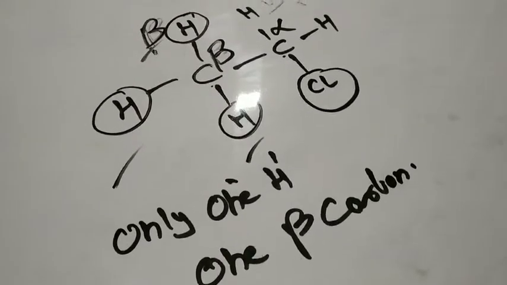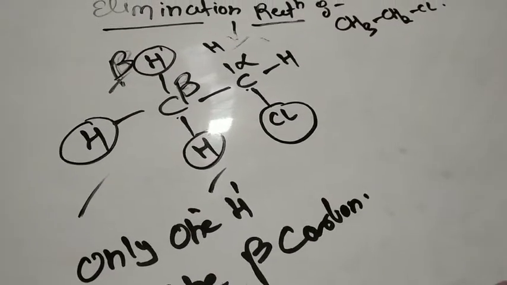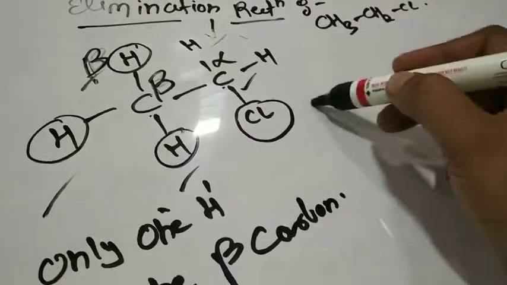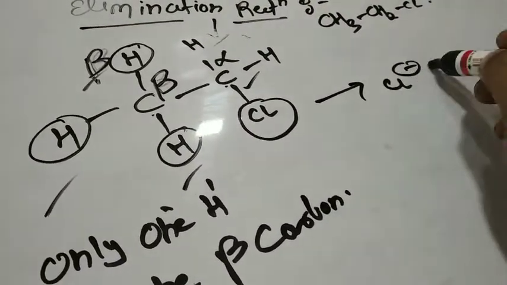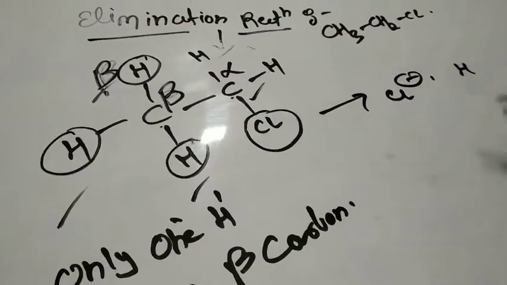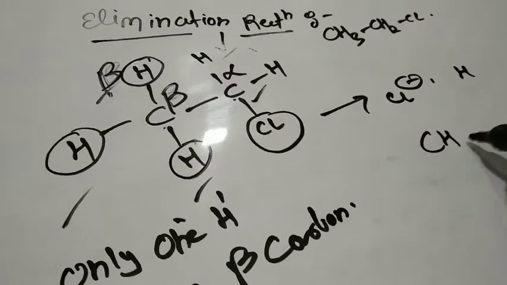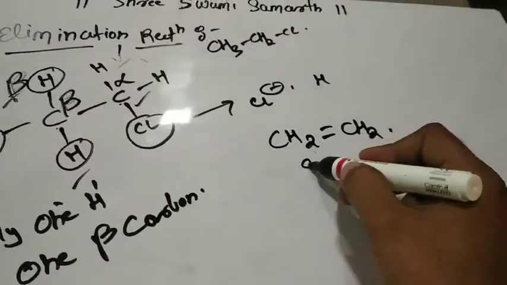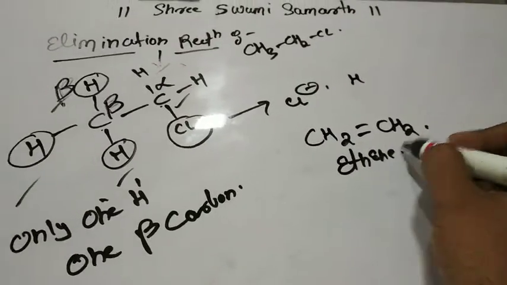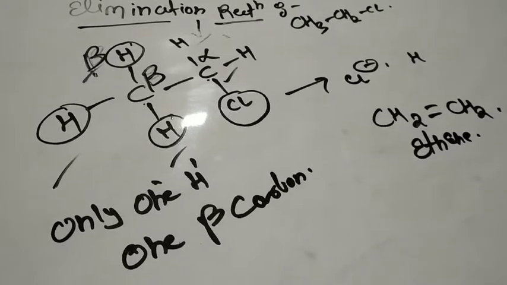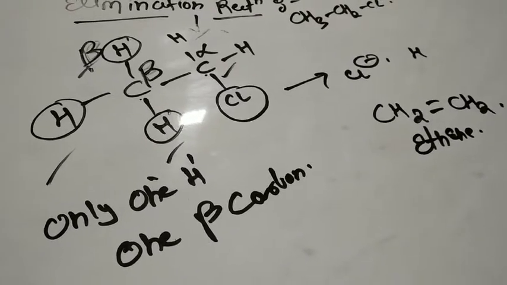So I hope that you have understood the concept of this elimination reaction. So what happens here? From the alpha carbon, Cl minus will go, and from this beta carbon, hydrogen will get eliminated, right? So the product obtained will be CH2=CH2, that is an alkene. The name of this alkene is ethene, right? You all know how to represent ethene, that is CH2=CH2.